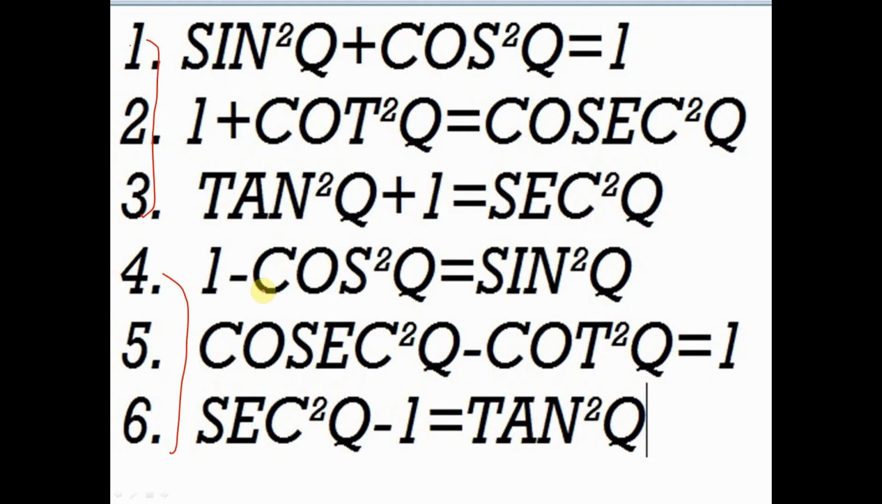Now we come to anti-clockwise. The first anti-clockwise formula was 1 minus cos square theta is equal to sin square theta. The second formula was cosec square theta minus cot square theta is equal to 1. Sec square theta minus 1 is equal to tan square theta. This was the third formula. These were the six formulas of trigonometry, which are used in square sums.